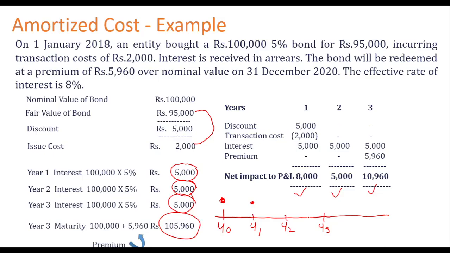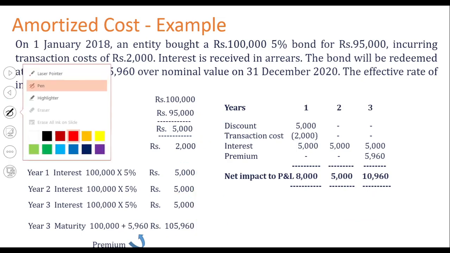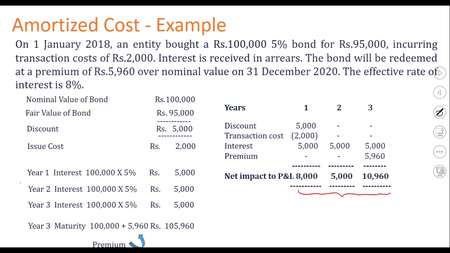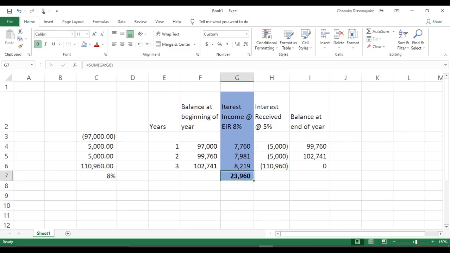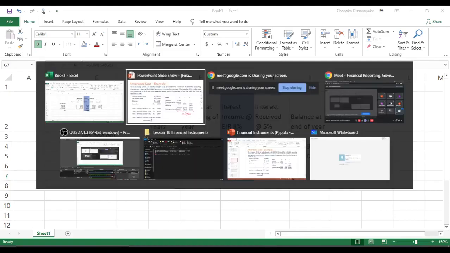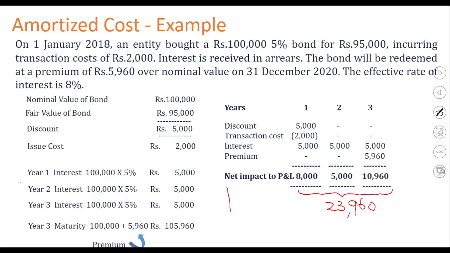Right. Okay. Now we go and see how much is the total of this column. How much is the total of these three? How much? 23,960. Here also we are getting 23,960. Here how much is the answer? 23,960.